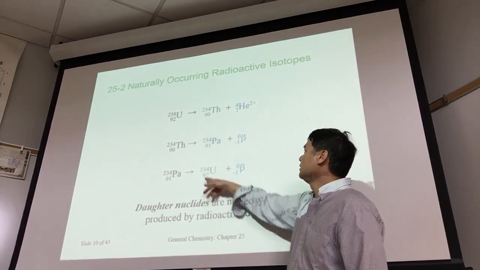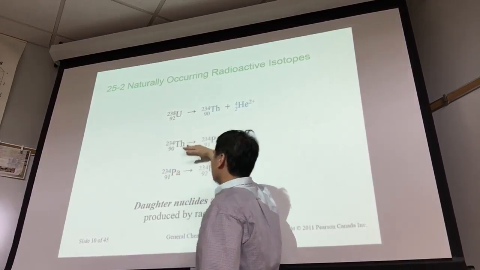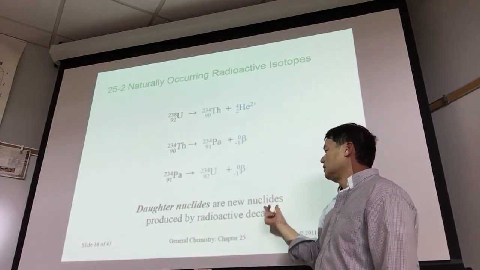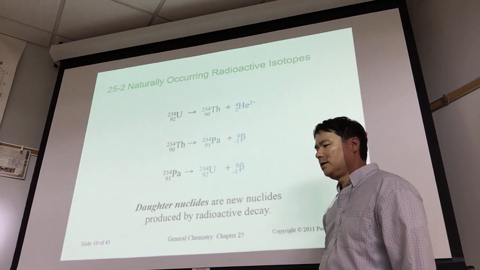Daughter nuclides. Okay, this is what we call the parent, and these are all daughter nuclides because these are all from the same parent. And there's a daughter nuclide. Nuclides just being a specific isotope produced by radioactive decay.